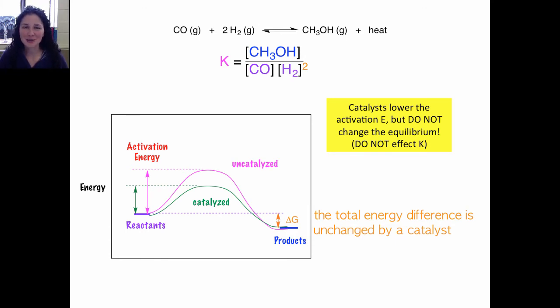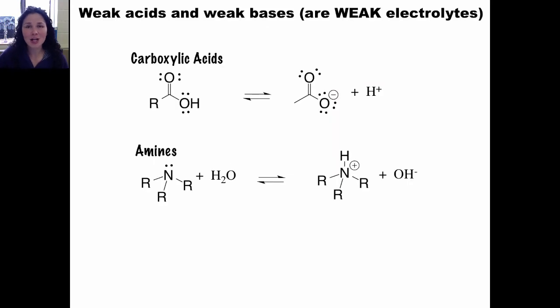Now that we understand equilibrium a little bit better, let's talk about weak acids and weak bases. We saw these things earlier when we talked about weak electrolytes. We talked about carboxylic acids being weak acids and the fact that they partially dissociate, or only part of the carboxylic acid in solution will dissociate. Let's say about 10%. So maybe at equilibrium, you would have 90% of this and 10% of these things.